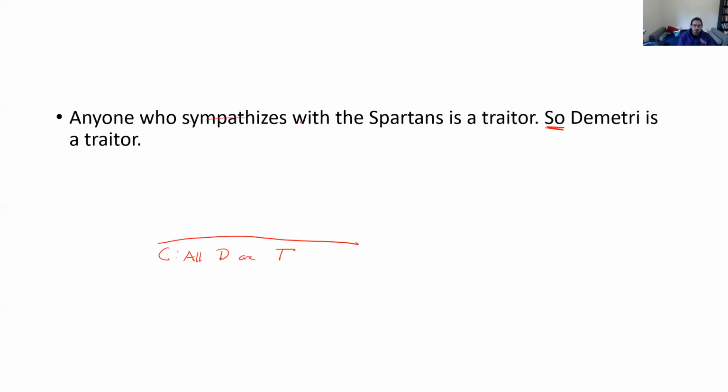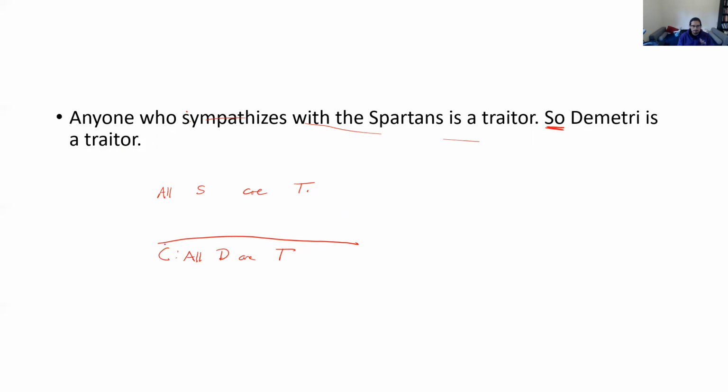And anyone who sympathizes with the Spartans is a traitor. All Spartan sympathizers are traitors. Now, before you continue any further, make sure that you have figured out the missing premise at this point. If your argument doesn't look like this, stop, figure this part out, and go back over it again.